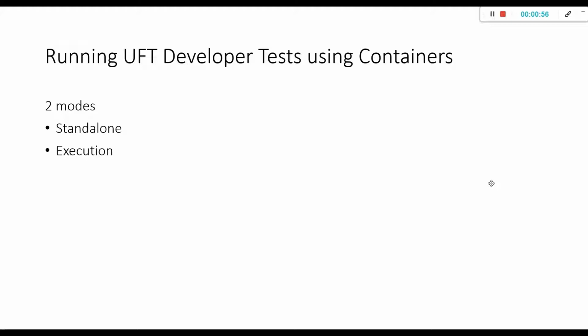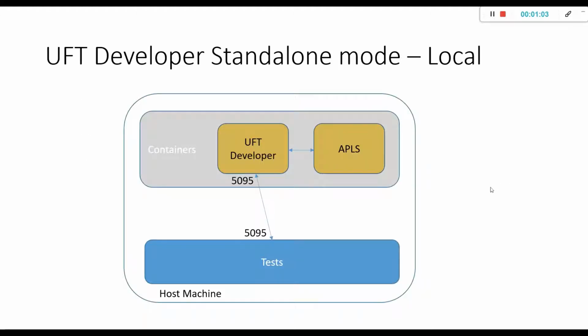Let's look at the standalone mode in slightly more detail. In standalone mode, we also have two configurations. One is the local mode, where you can have your tests in the same machine as your UFT developer container. In this case, the steps within your test are sent to the UFT developer container, and the steps are executed within the scope of the UFT developer container, and the results at the end of the execution come back into your test folder in your local machine.